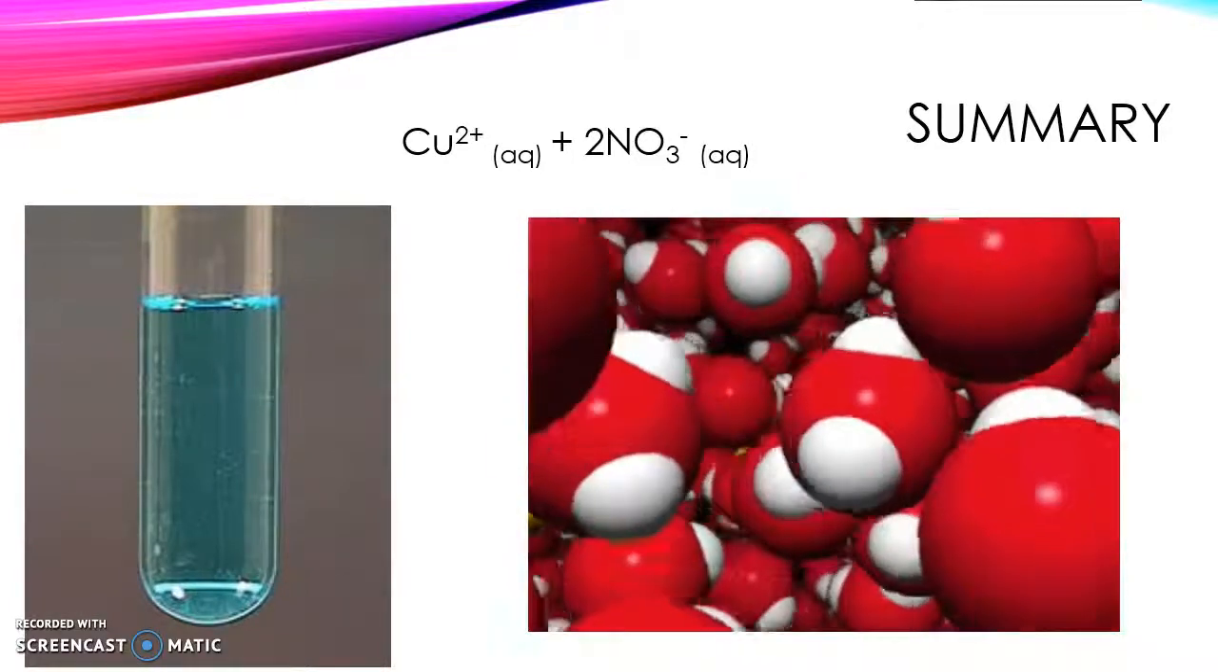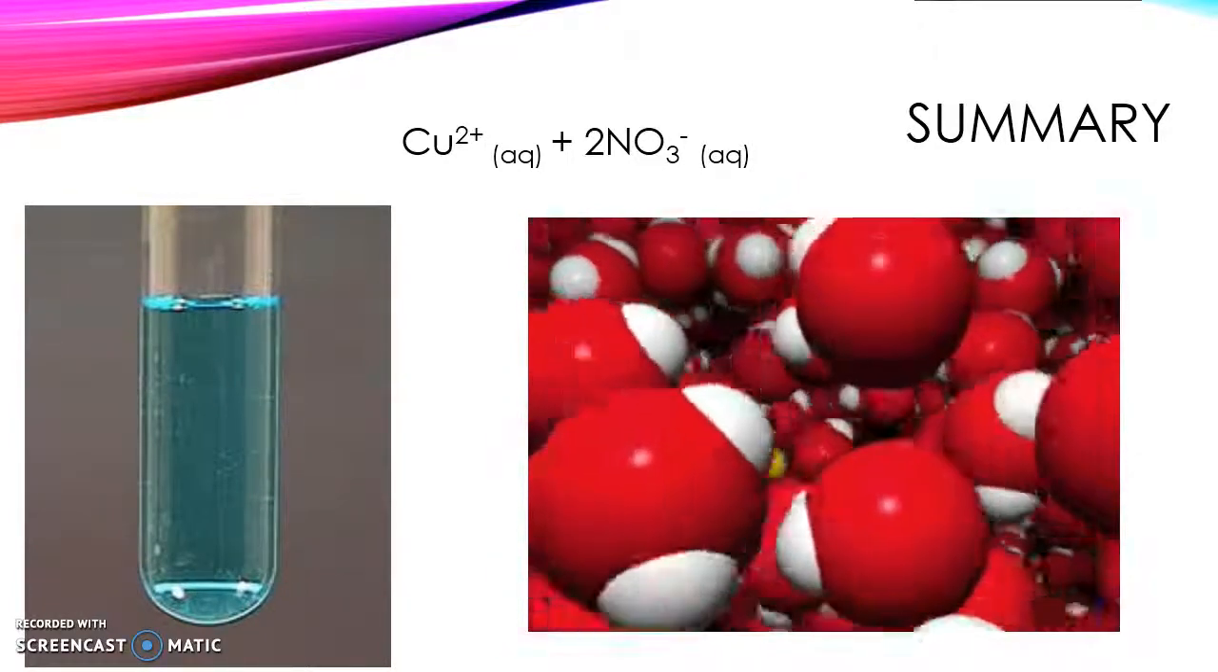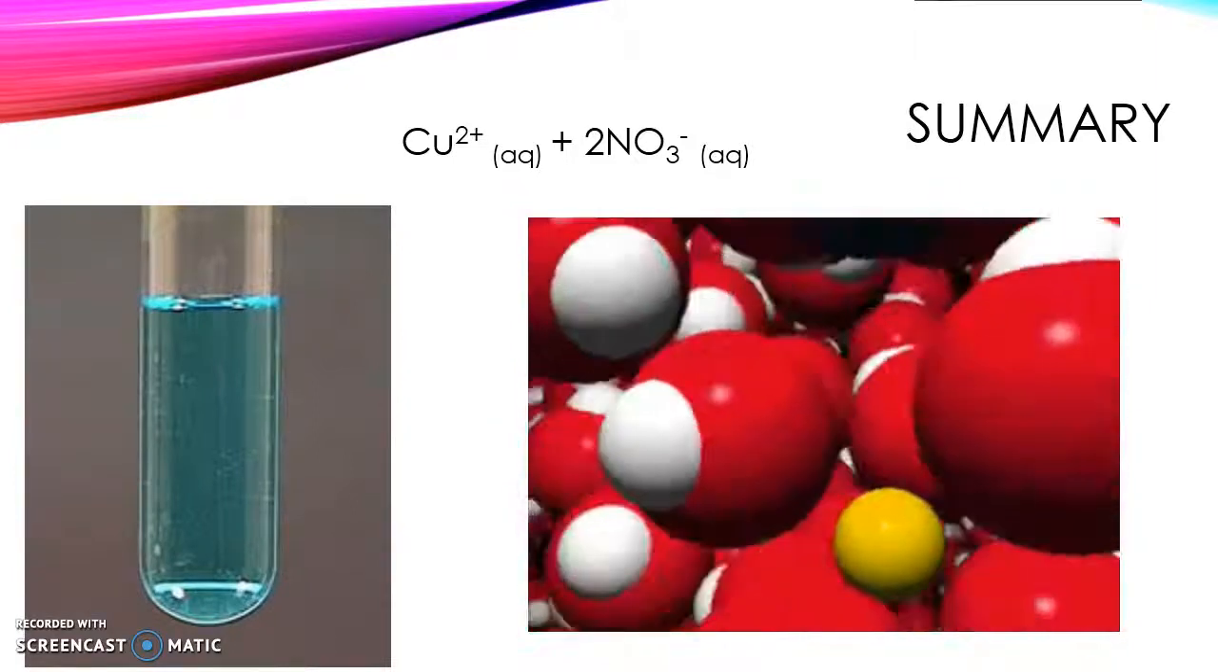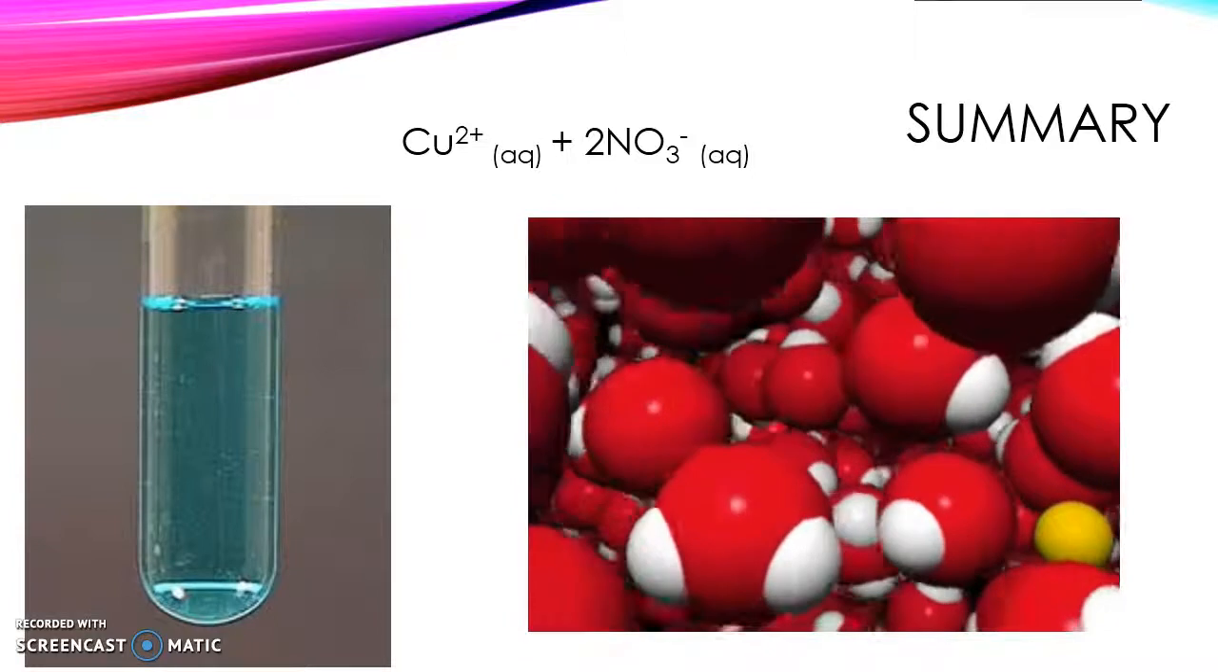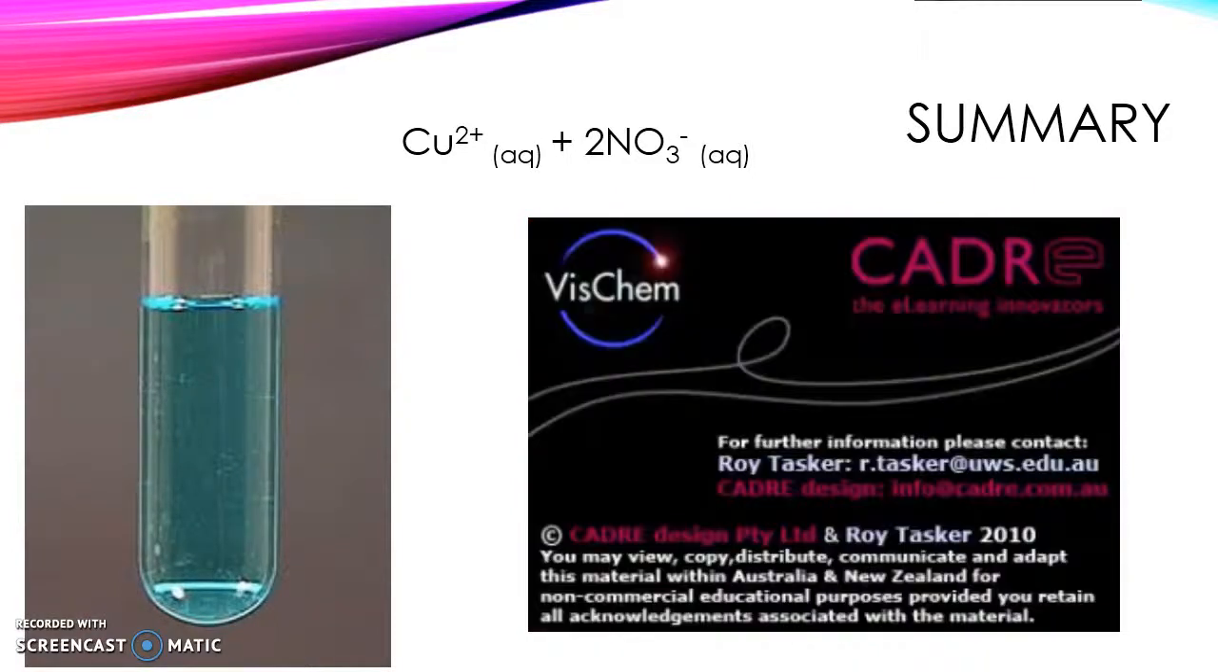Another thing you can think about as you're watching this video is that anhydrous copper-2 sulfate, CuSO4, is white, but CuSO4.5H2O, so when it's hydrated, is blue. What chemical species do you think is actually responsible for the blue colour? Is it the copper-2 plus?